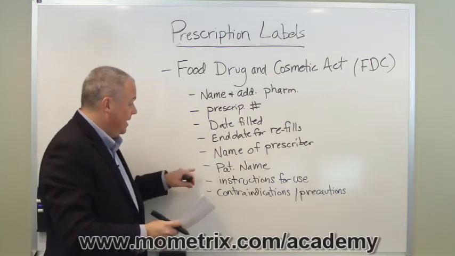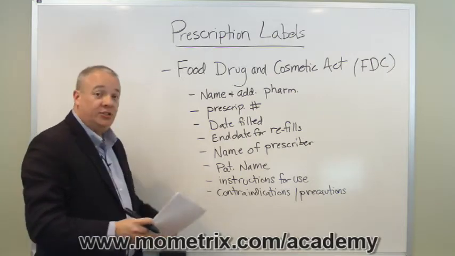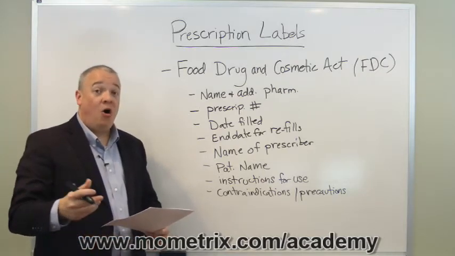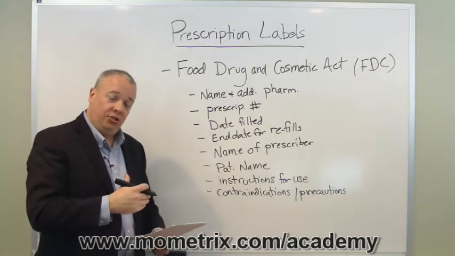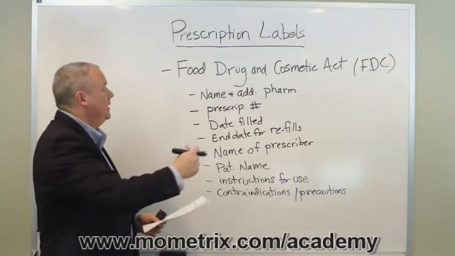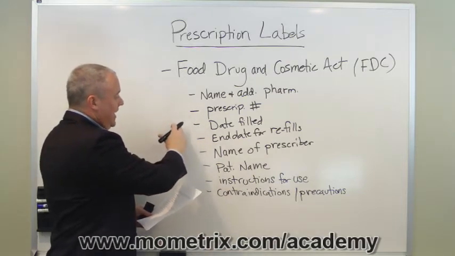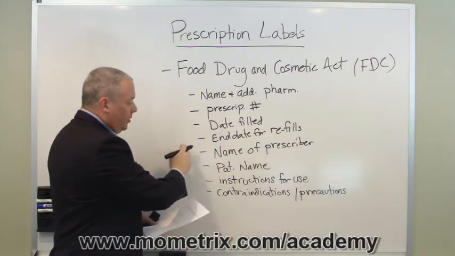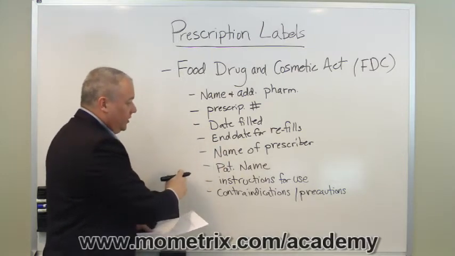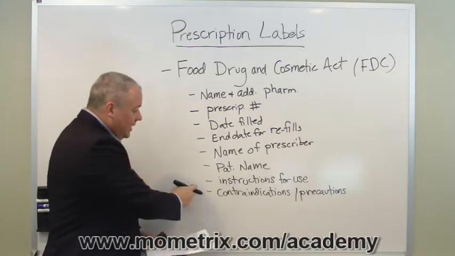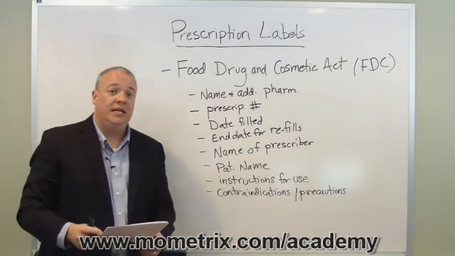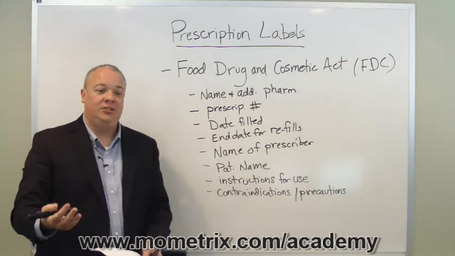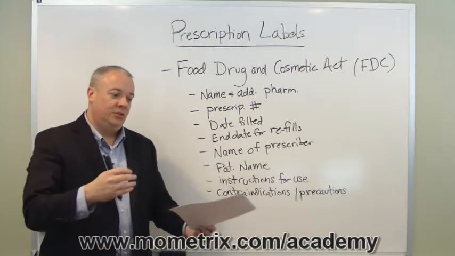Along with that, we need the name of the patient, and then instructions for how to use the medication. And here it may say how often it needs to be taken, how much should be taken, things like this. So who's filling it, the prescription number, the date it was filled, the end date after which you can no longer get refills, the name of the person who wrote the prescription, the patient's name, instructions for proper use of the medication, and then contraindications and precautions related to the medication, meaning don't take with this other kind of medication because of possible interactions. Make sure you take it with food, or don't take it with milk.